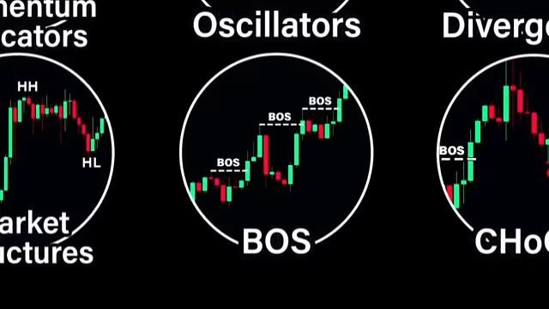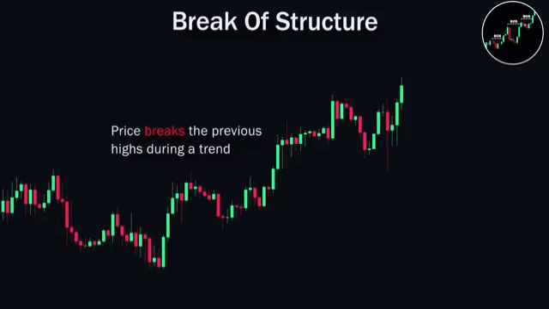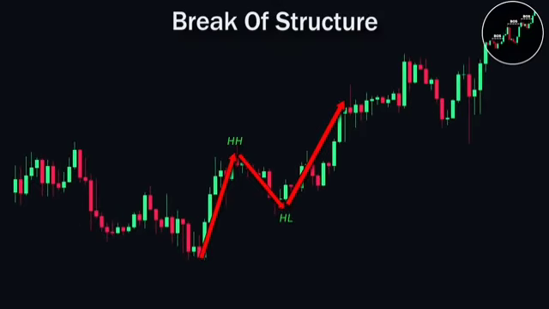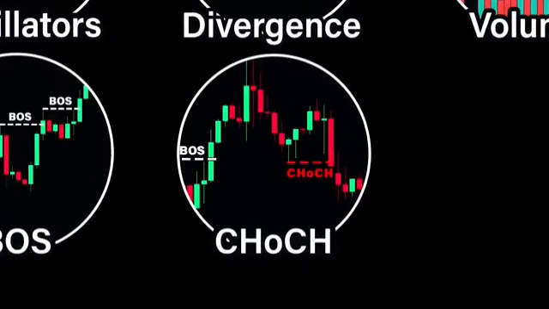Breakout structure. It is when price breaks the previous price peak during a trend. For example, if the price forms higher highs and higher lows, this break of the previous highs is called breakout structure.